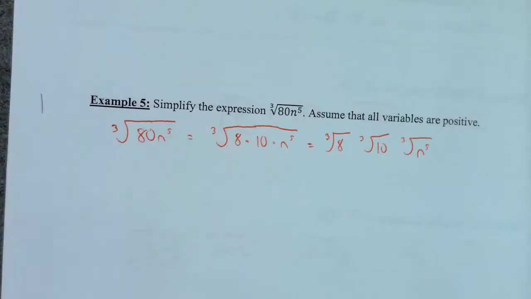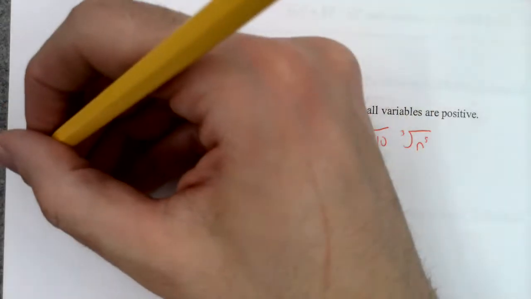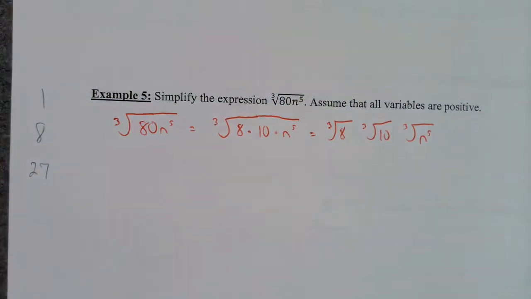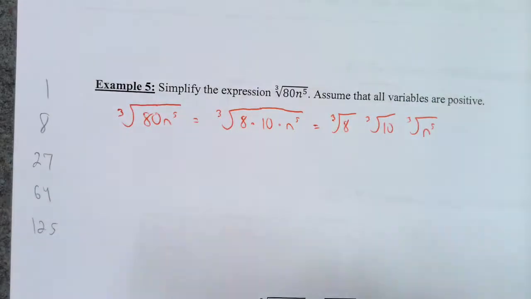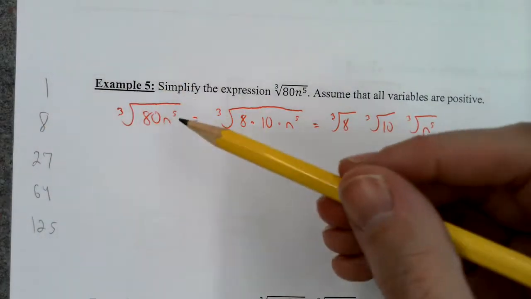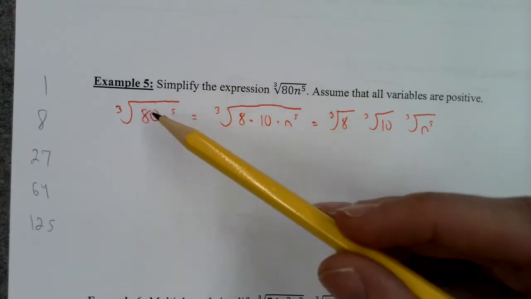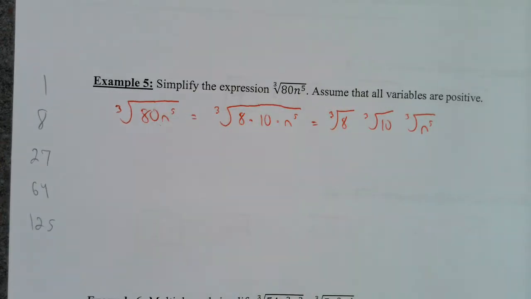What are perfect cubes? 1 times 1 times 1 is 1. 2 times 2 times 2 is 8. 3 times 3 times 3 is 27. 4 times 4 times 4 is 64. 5 times 5 times 5 is 125. So again, I used 8 because I know 8 is a perfect cube and it's a factor of 80. That's why I rewrote 80 as 8 times 10.